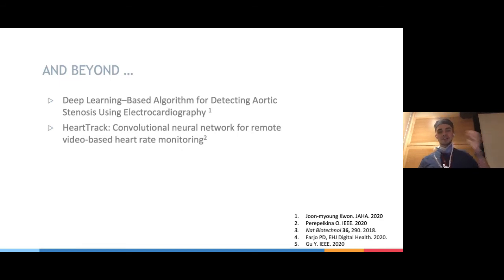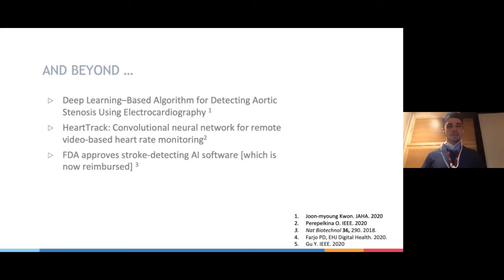There's been HeartTrack, which is an AI algorithm that was able to detect heart rate and heart rhythms using a video of your face. That's really interesting because you could imagine, for example, in the future, you could go in a pharmacy and there's a video camera system that could screen you for AFib based on photoplethysmography from your video feeds. Then you could get a free consultation, and you'd have population screening of AFib using videos.